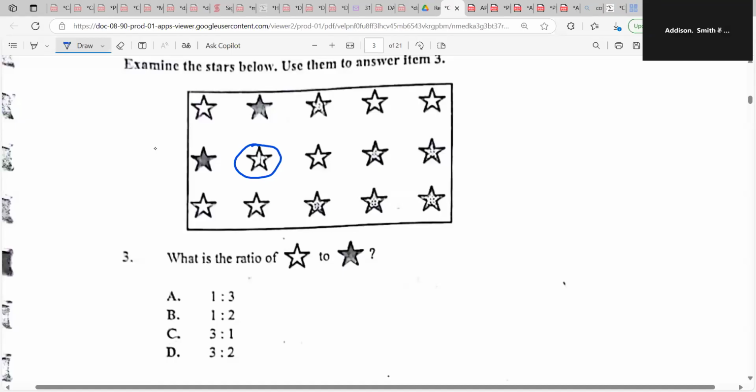Okay, sir. Before I was going to say A, sir, but I had accidentally switched them around. I would say, because it says the white stars to the darker stars, since there are six lighter stars and two darker stars, it would be 6 to 2, sir. But if you simplify it, if you cancel it down using 2, it would be 3 to 1, which is C, sir.